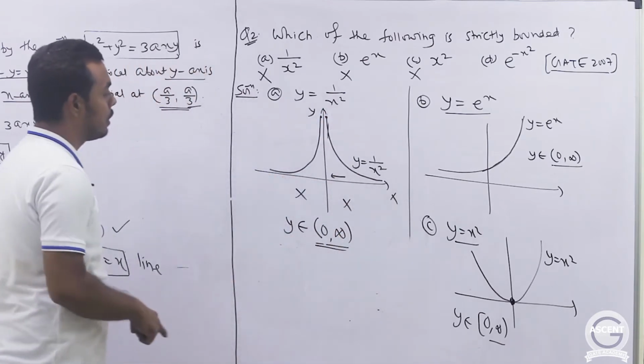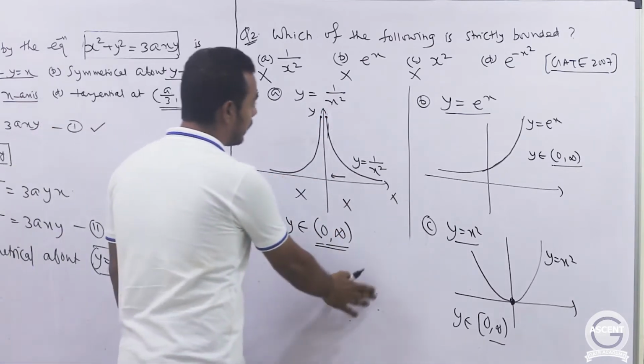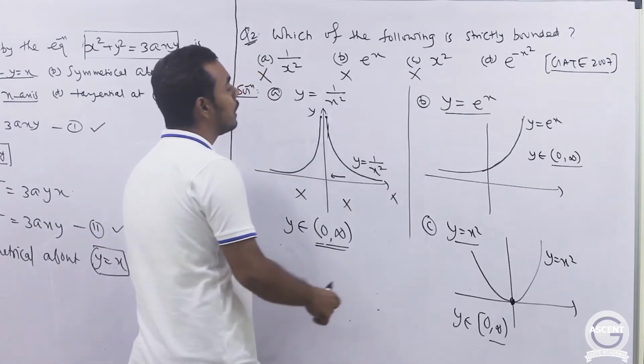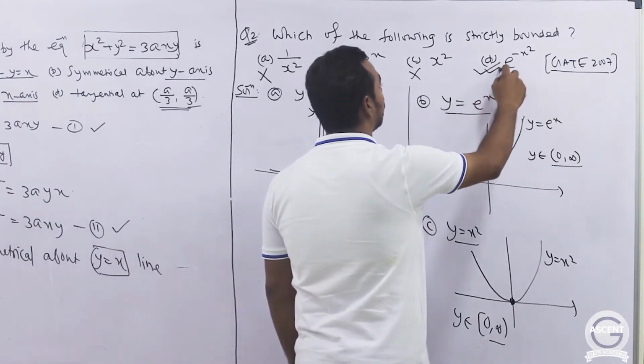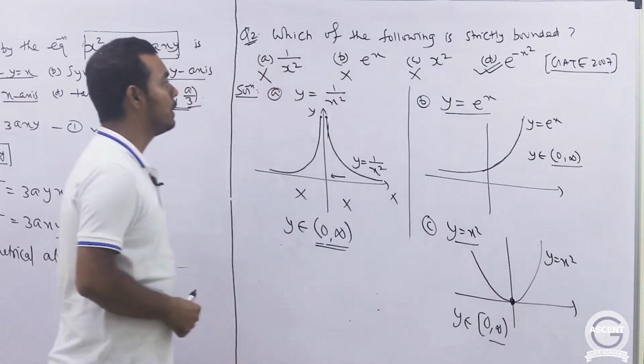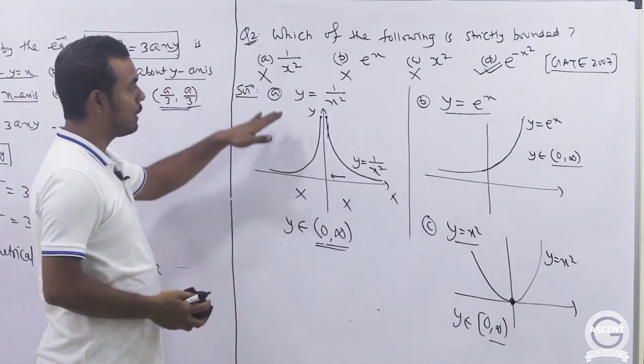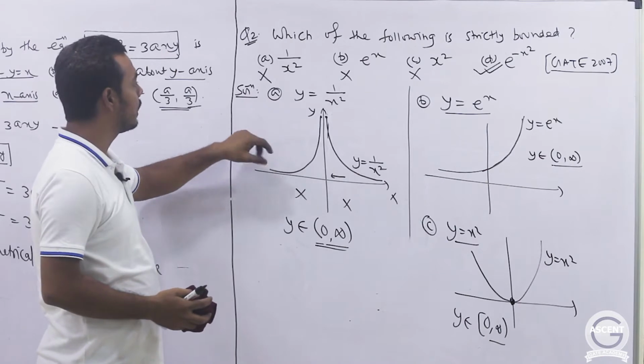So all the first three options are incorrect, since they are unbounded functions, and therefore D has to be the correct option. We had to solve this problem using the elimination technique only.